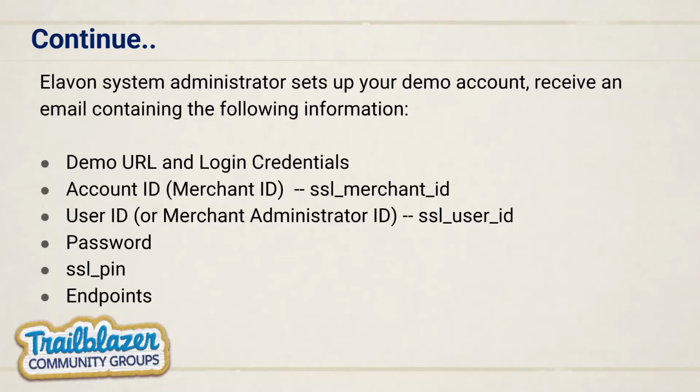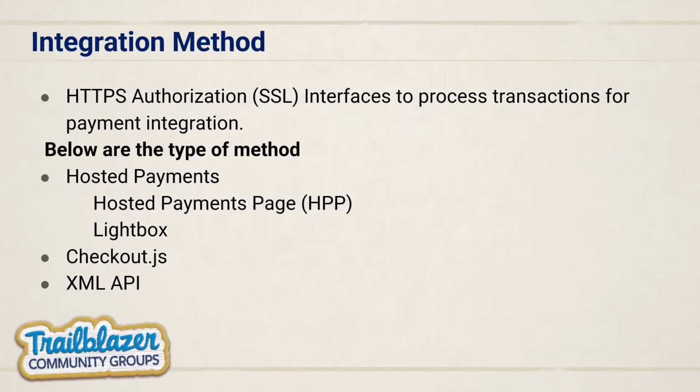Once we have received all the details, we need to determine the integration method, which option we need to select. In the Converge API, they provide some integration methods like hosted payment. Under hosted payment, we have the hosted payment page, Lightbox, Checkout JS, and XML API. These are the integration methods available in the Converge API. In our project, we successfully implemented the hosted payment page with Salesforce integration.